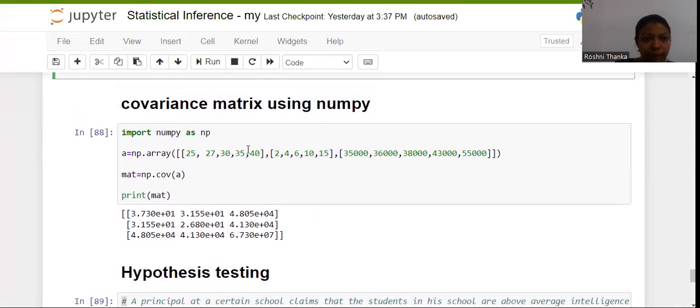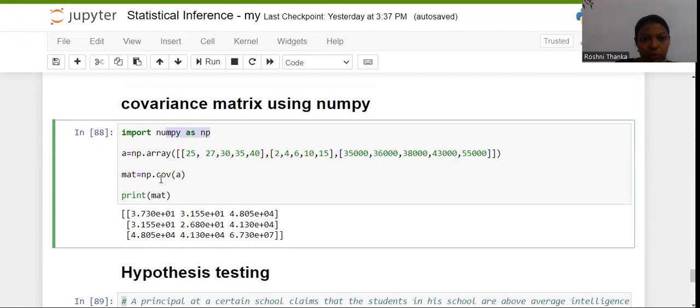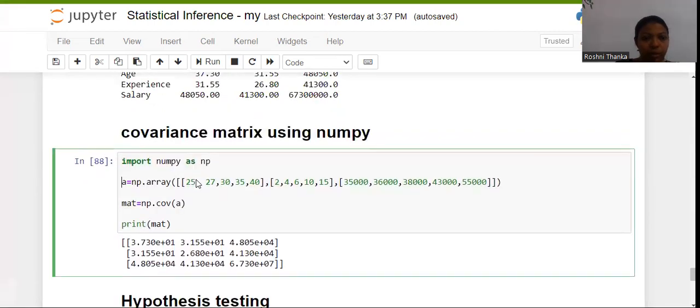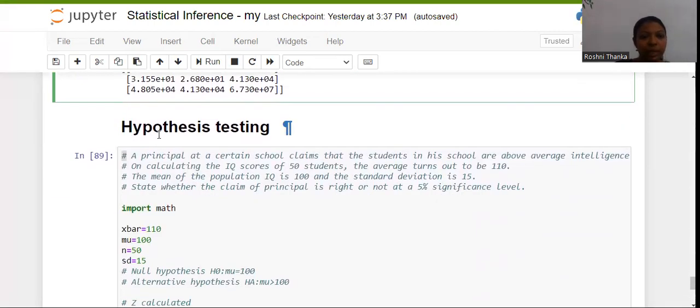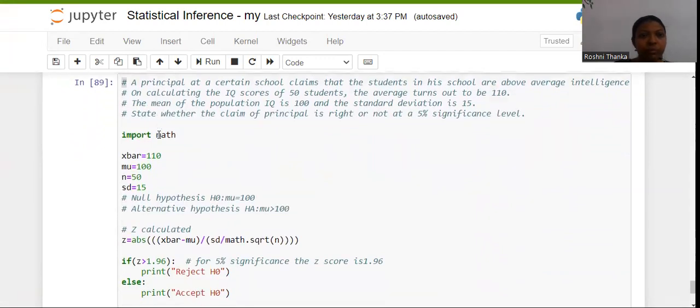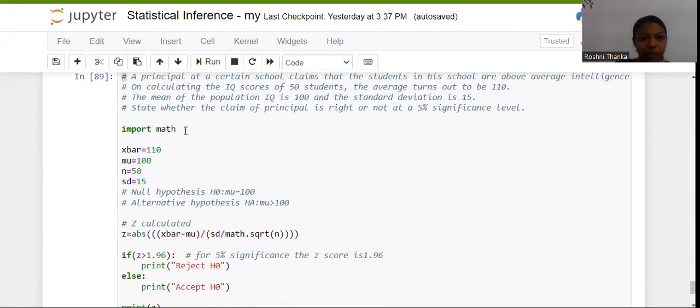The covariance matrix we did with NumPy, you can just go through it: np.cov of this A. Here also it is the same covariance function. Now let us check it for hypothesis testing, as we did, with the same question. Here, according to the question, the sample mean is 110. The population mean is 100. The number of samples taken is 50. The standard deviation is 50.